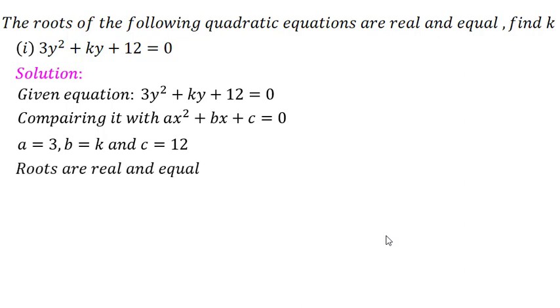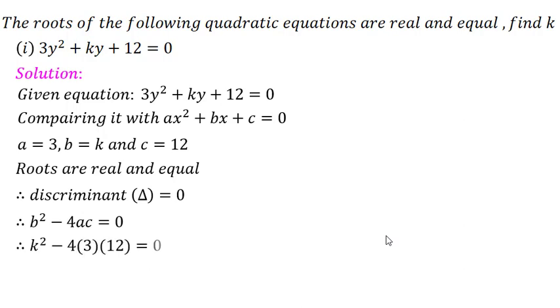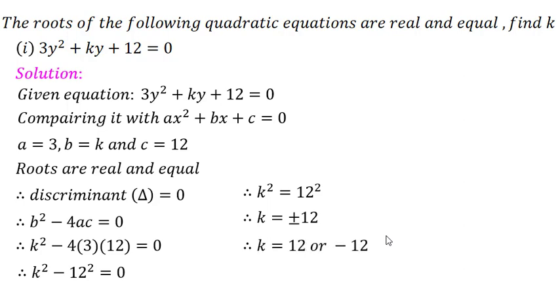Now roots are real and equal, therefore discriminant delta is 0. Therefore b square minus 4ac is 0. Therefore put the values, we get k square minus 4 into 3 into 12 equal to 0. That gives me k square minus 12 square equal to 0. So from this I will get k square as 12 square. So k is plus or minus 12. So these are the values of k. So k is 12 or k is minus 12.